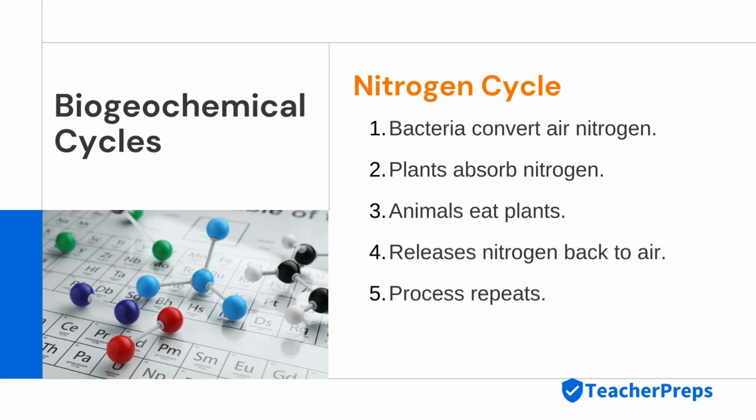Let's talk about the nitrogen cycle next. It starts with special bacteria that grab nitrogen from the air and turn it into a form that plants can use too. See, when animals eat the plants, they get this nitrogen from them. And after plants and animals die, they decay in the ground and the nitrogen goes back into the air. And this whole process keeps repeating.